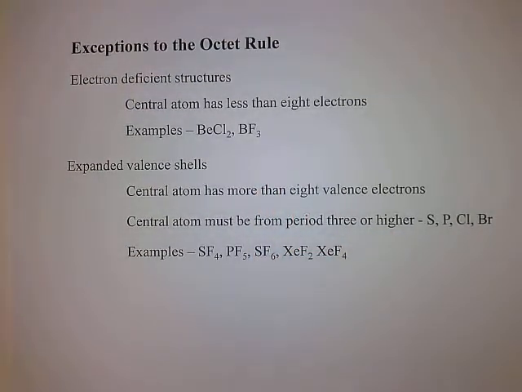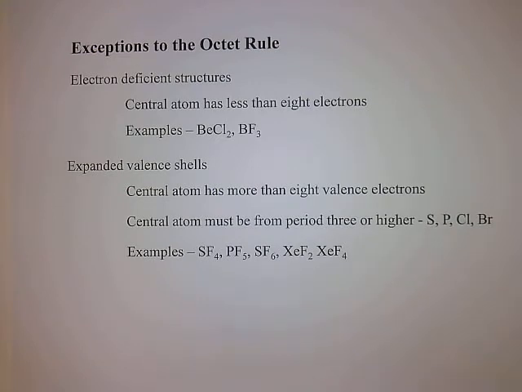This is going to be a continuation of our video on dot structures. And here we're going to talk about exceptions to the octet rule. So there are two types of exceptions to the octet rule. The first are the electron deficient structures, which is kind of what it sounds like. The central atom has less than 8 electrons. In other words, we don't have enough electrons to satisfy the octet rule.